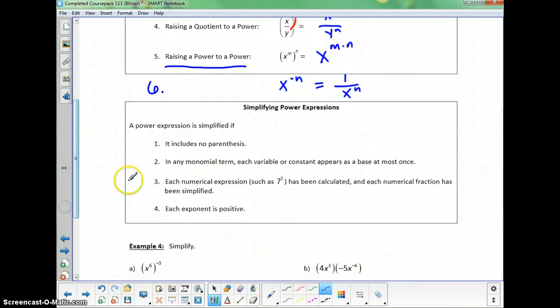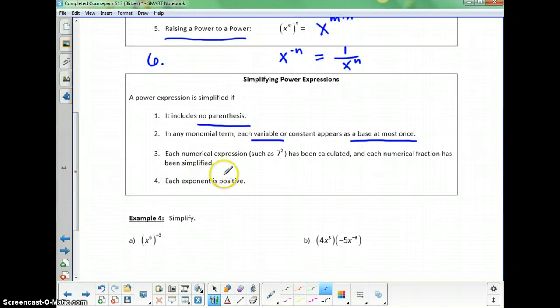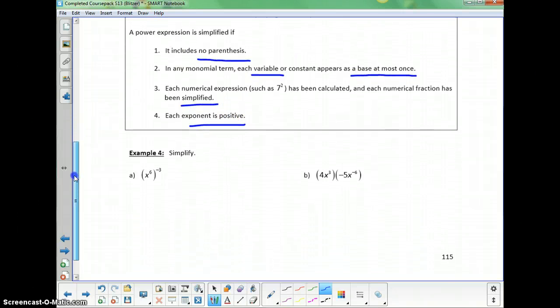To be simplified, an expression can have no parentheses. In any monomial term, each variable appears as a base at most once. Each variable or constant appears as a base at most once. Each numerical expression, such as 7 squared, has been calculated, and each numerical fraction has been simplified, and each exponent is positive, or has been changed to positive if necessary. So those are the things we need to make sure are done.